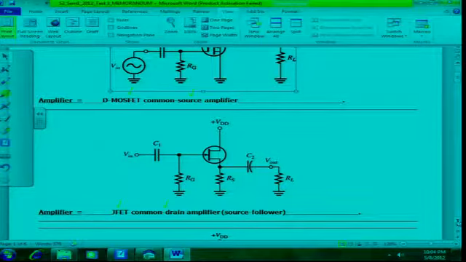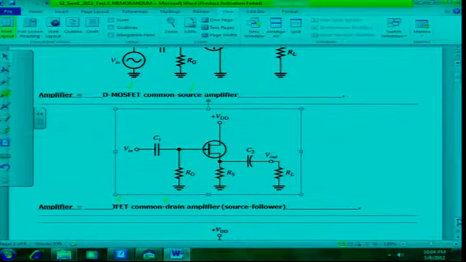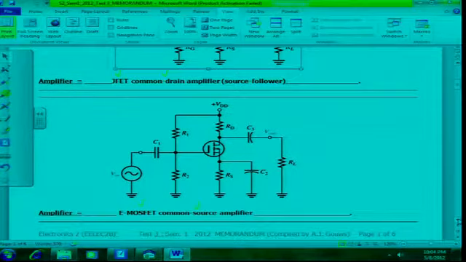Also, for the second one, the device that's been used is a JFET, and it's a common drain amplifier or a source follower for the 2 marks. The third one, E MOSFET, common source amplifier.